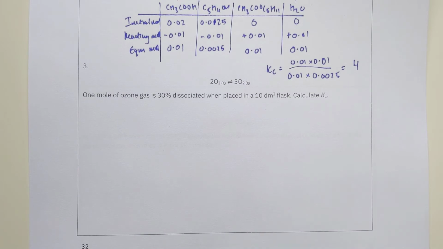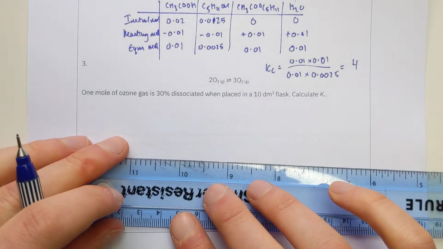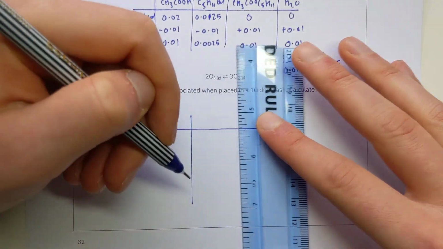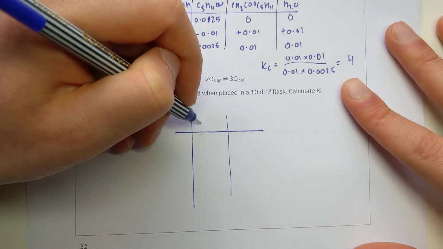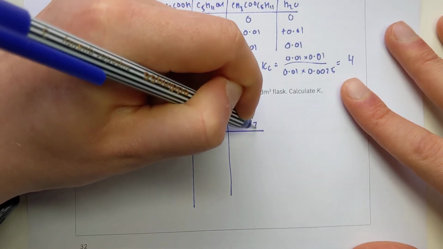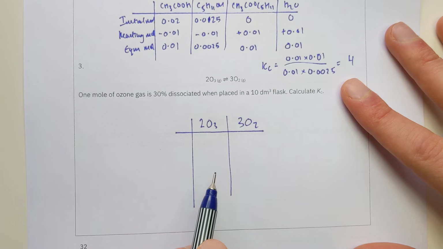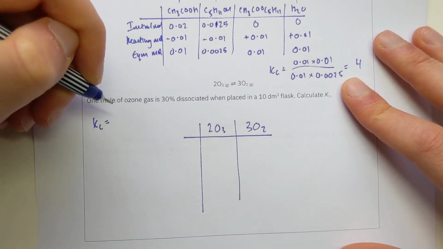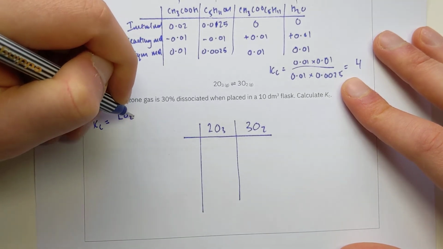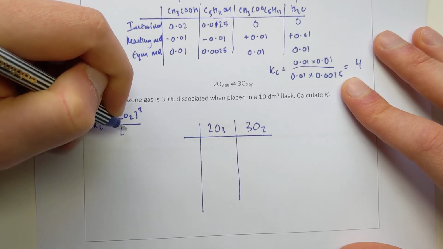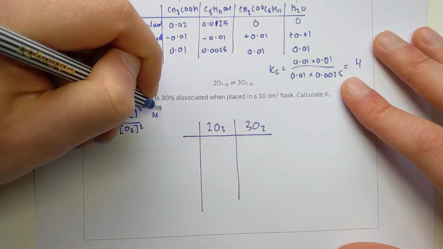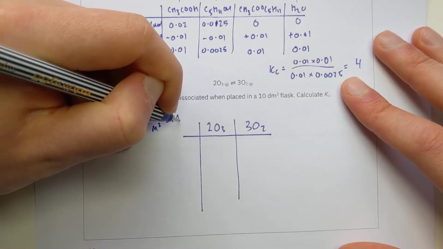Then on to the last question, which is similar to the third variation we looked at, where you're given a percentage dissociation here. So we've got O3, which is ozone, in equilibrium with O2, which is normal diatomic oxygen. So 2O3 is going to 3O2. In this expression, maybe let's do Kc first. So Kc is just going to be the concentration of O2 cubed over the concentration of O3 squared. Units would be moles per decimeter cubed divided by moles per decimeter cubed squared, which is just moles per decimeter cubed.